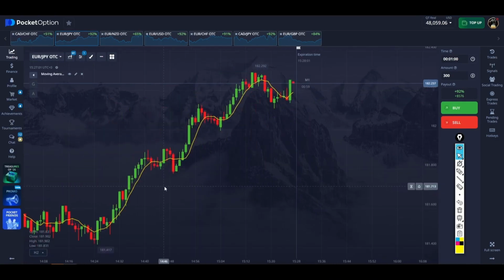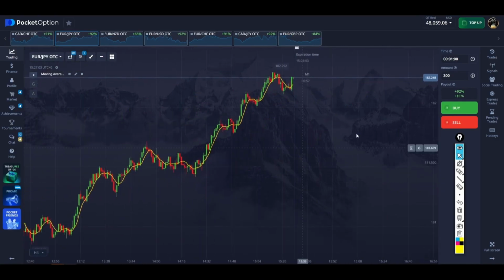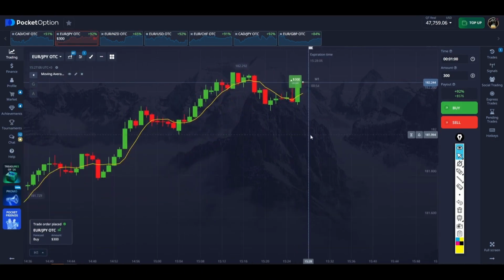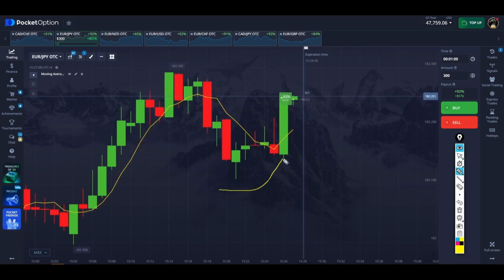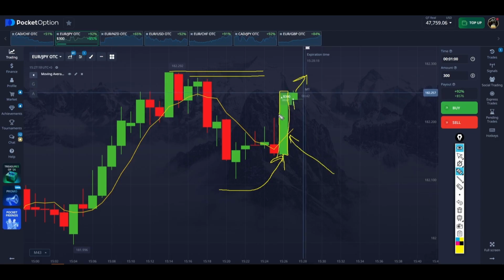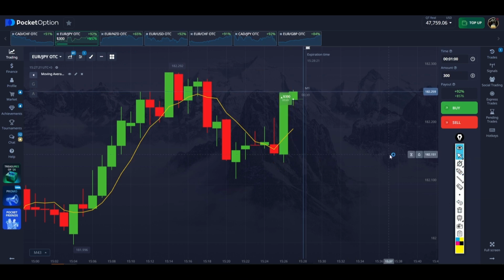All right, guys, I've spotted an interesting setup on the euro against the Japanese yen. There's a strong uptrend in place, so I'm entering a buy. Notice the impulsive breakout above the moving average. I took the entry on the second candle, right on the high breakout. It looks very promising, so let's see how this trade plays out.